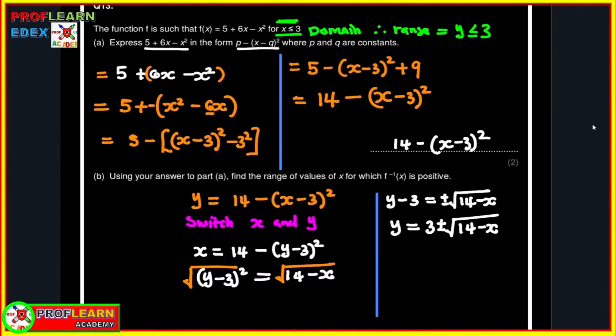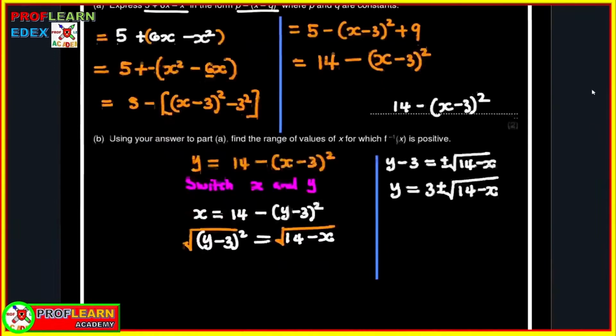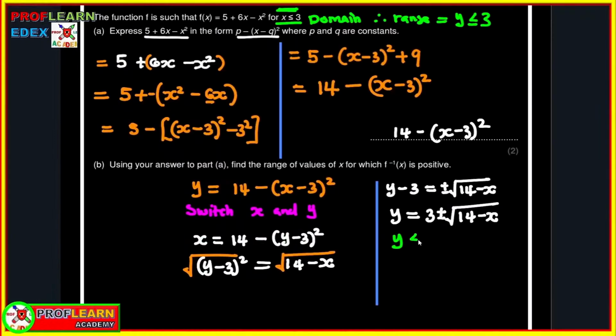So which sign do we decide? Now this point is the one that enables us to decide which sign to use, because our range is y less than 3. So that will mean that we are going to use minus, because when you subtract, that's when you start getting values less than 3. So that is the inverse function. Once you get that, we can now pick the next question.